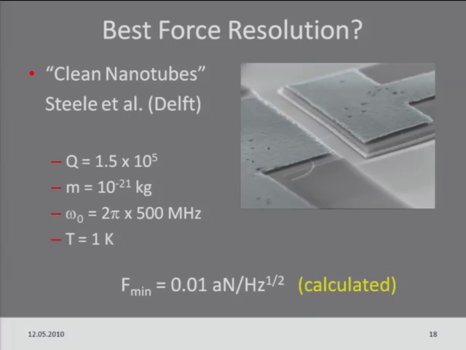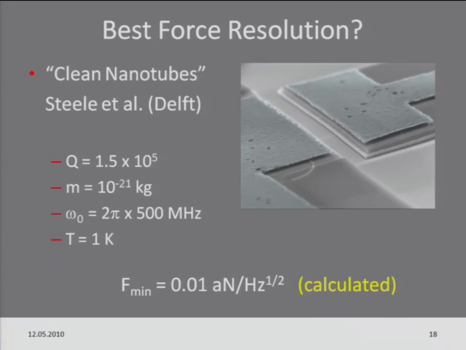So let's say we really wanted to go to the best possible force resolution. If you're thinking about something long and thin, well, maybe you should use something like a nanotube or a nanowire. And in fact, there's been recent work at Delft in the Netherlands where they've been looking at some mechanical resonances of single nanowires, so-called ultra-clean nanotubes. And they basically measure very, very high Qs for these nanotubes, very small masses, and fairly high resonant frequencies. And they can cool these down to very low temperatures.